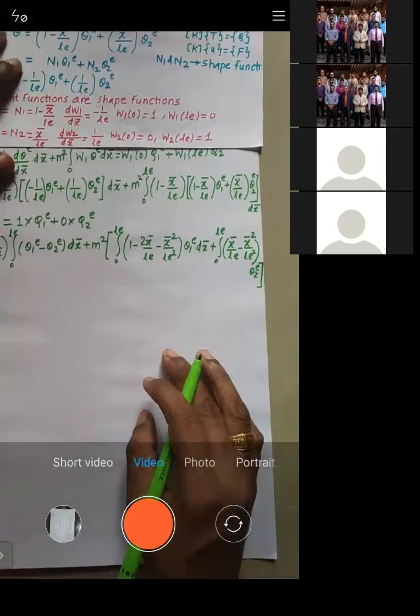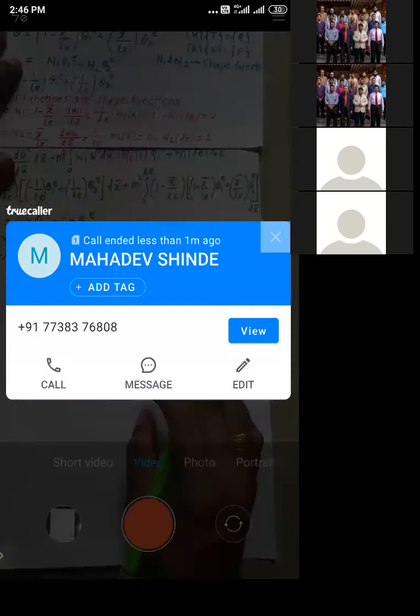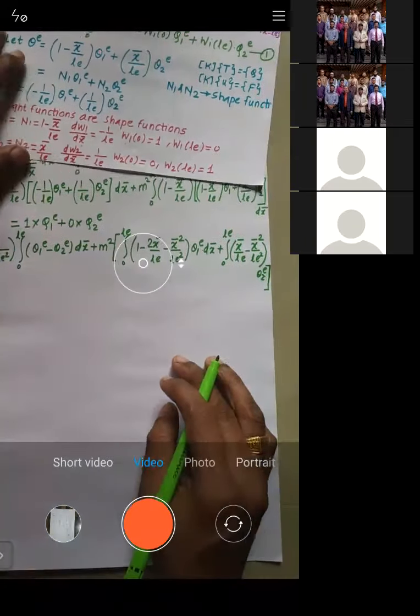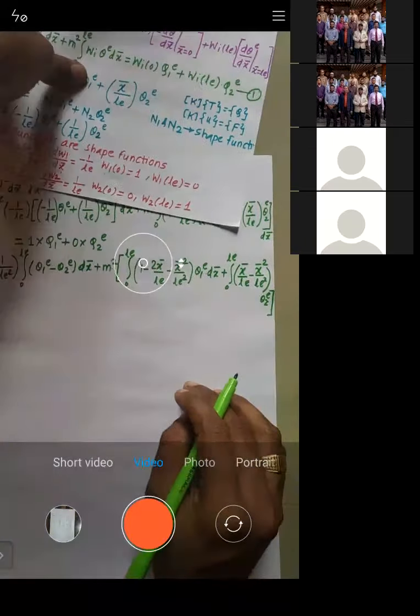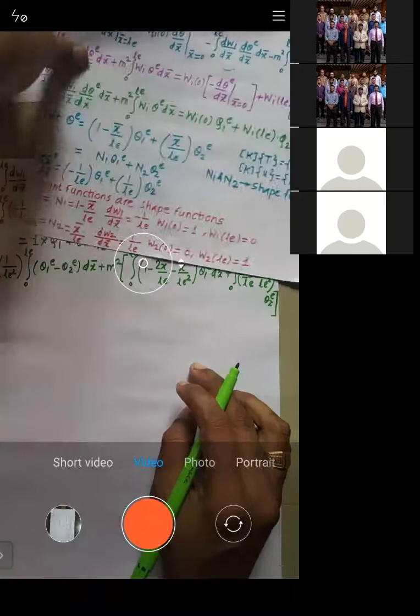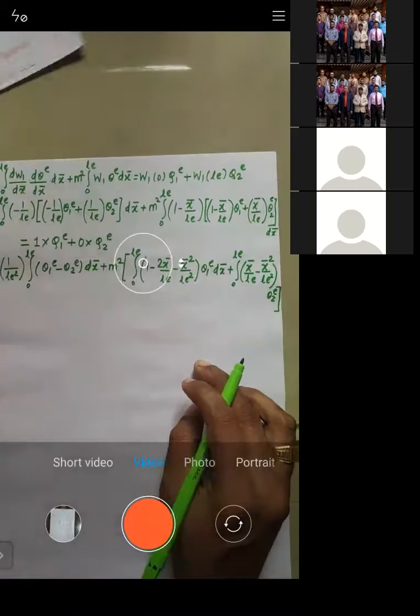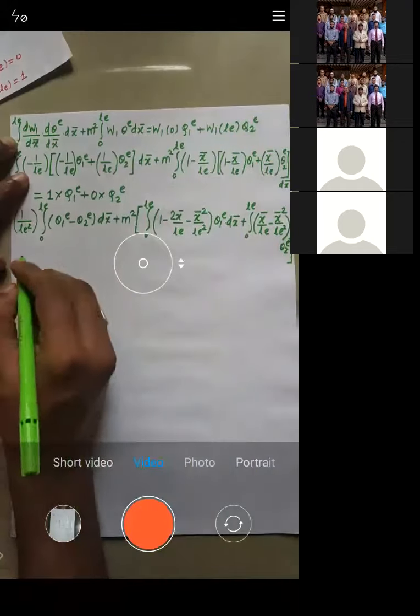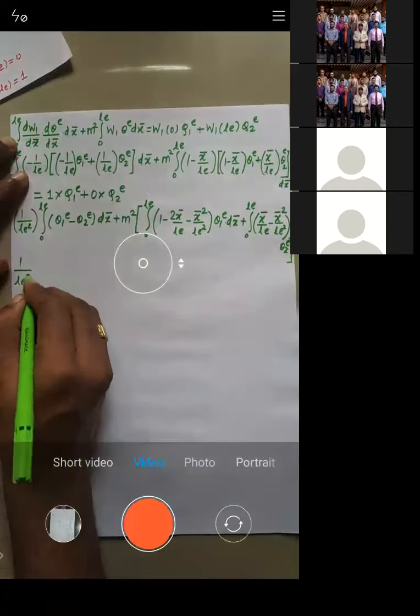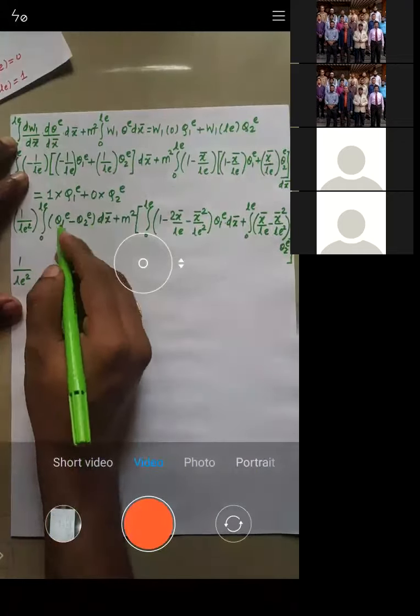Right? Now let us solve it. Okay, how will we solve it? Can anybody let me know how to solve this equation? How will we solve it? Okay, so 1 by LE square, 1 by LE square, again this will come out.